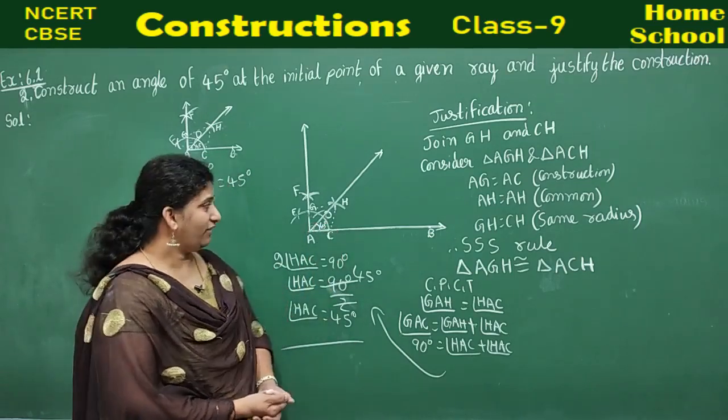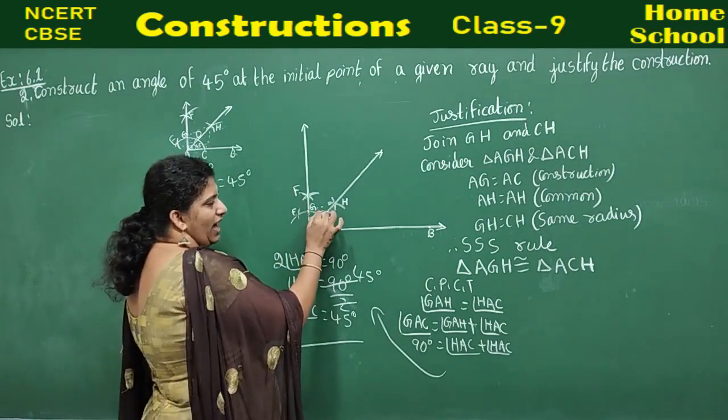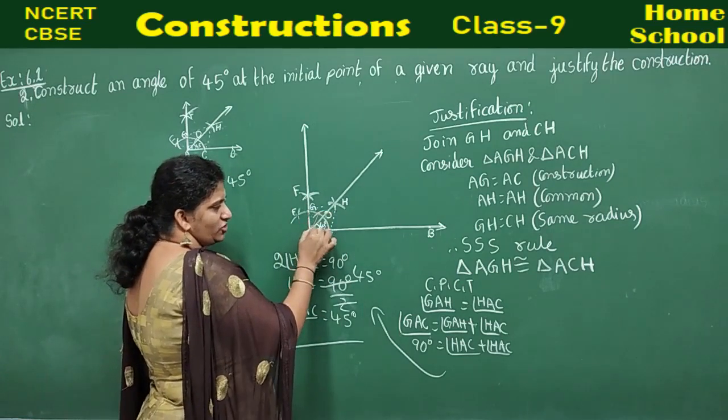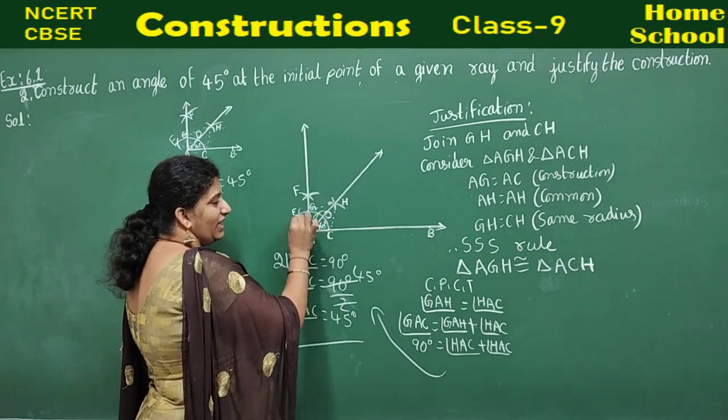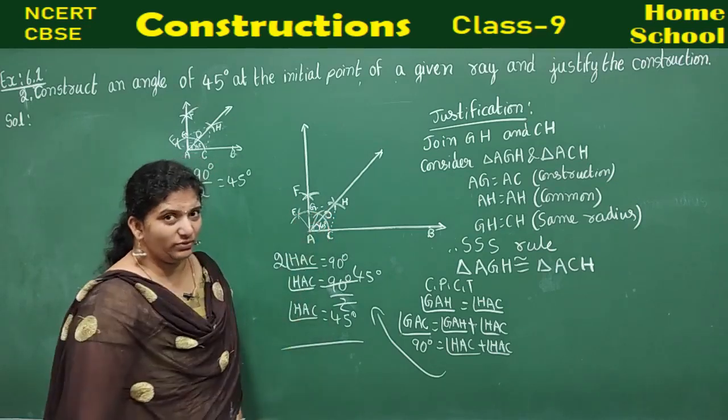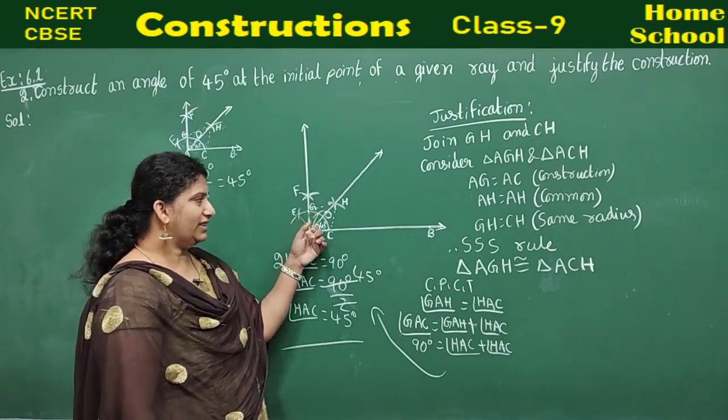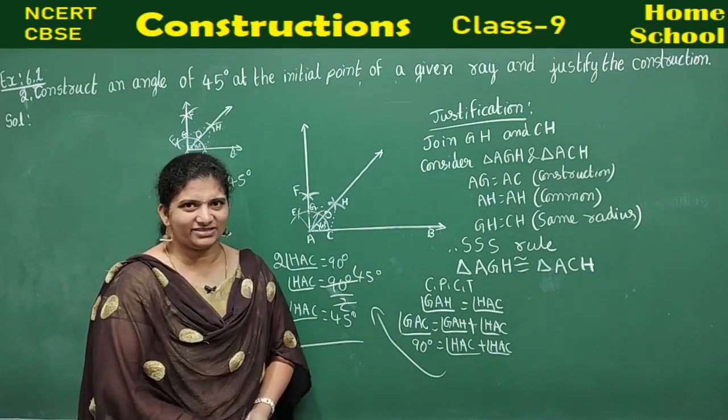Understand carefully. Suppose the same arc here. See carefully from here. If I join, it becomes 60. If I join here, it becomes 120. And this is 90. Now you created 45 degrees.